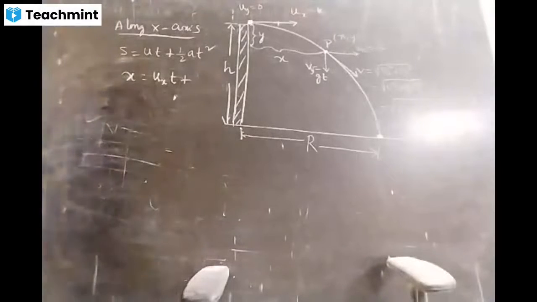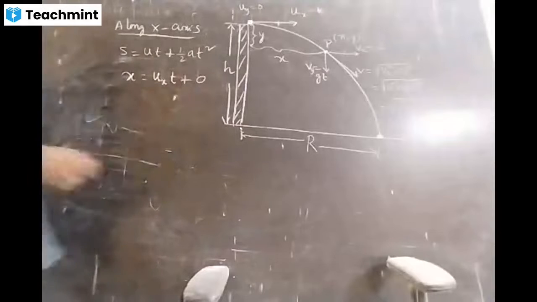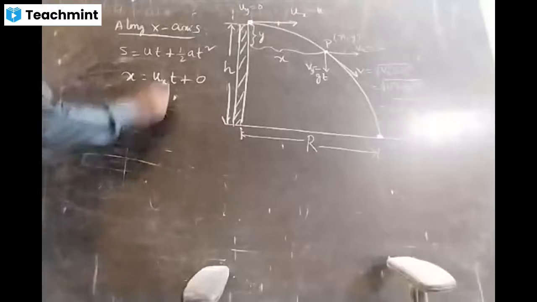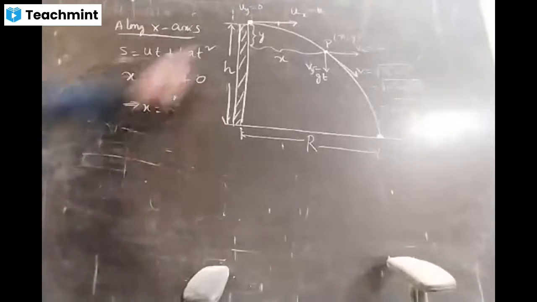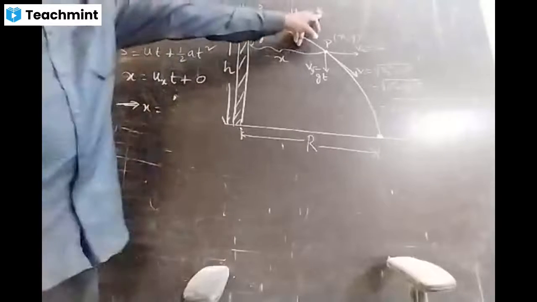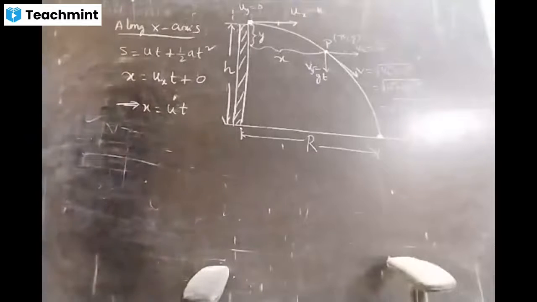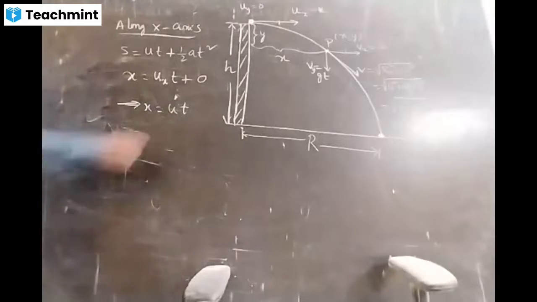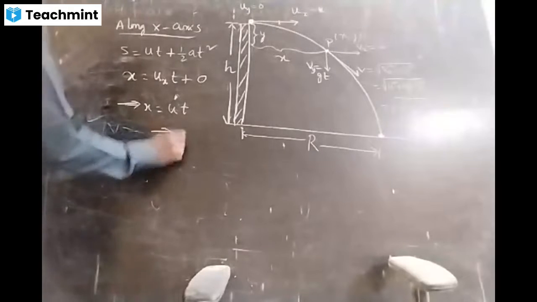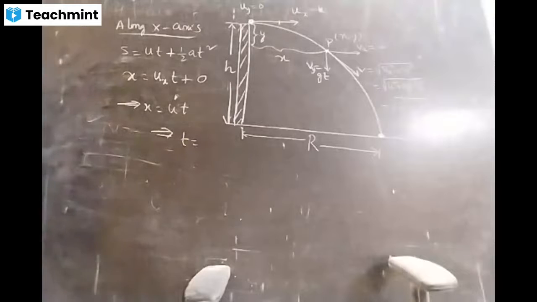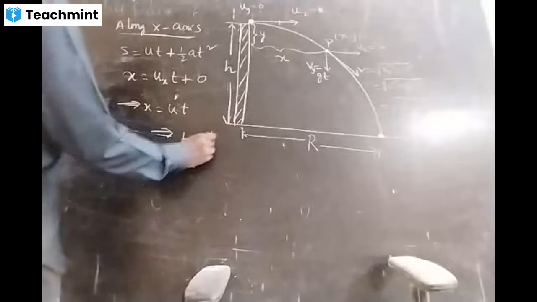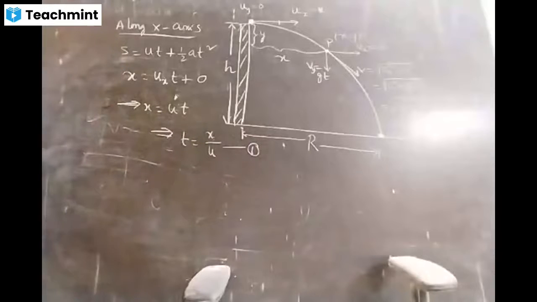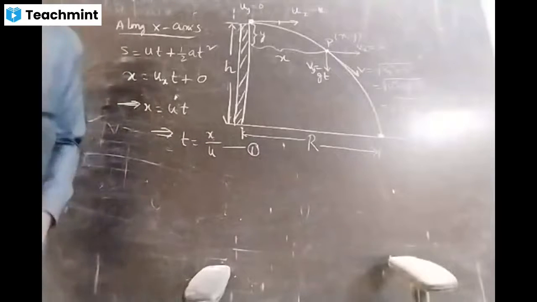Okay, so plus 0. So what do you get? x is equal to uxt, that is ux, so x is equal to u into t. Now from this, what is the value of t? t is equal to x by u. I will take this as equation 1.